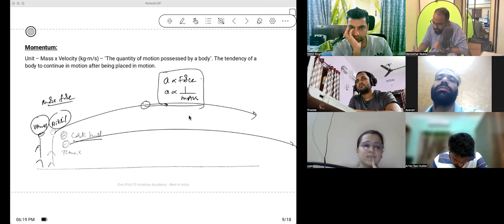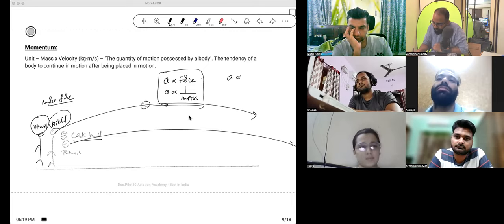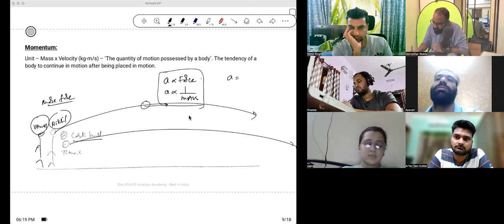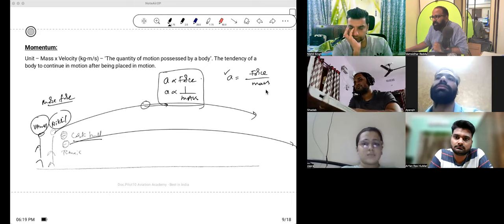From Newton's second law, if we combine these two, acceleration, force and mass, can I say acceleration is equal to force by mass, because acceleration attained by a body is proportional to the force and inversely proportional to the mass? Correct? Can I say force is equal to mass into acceleration, F = ma, from your lower classes?